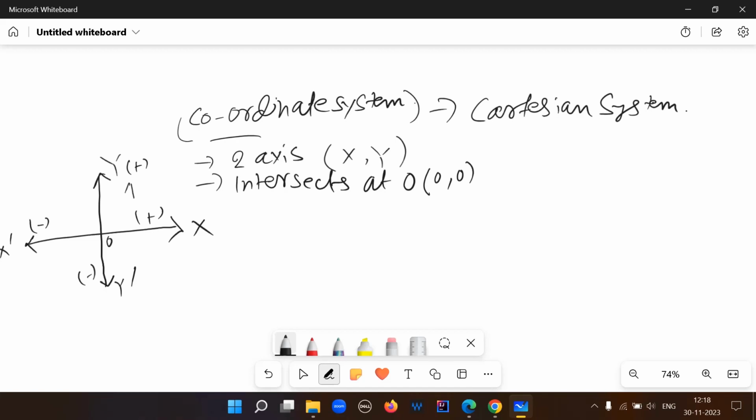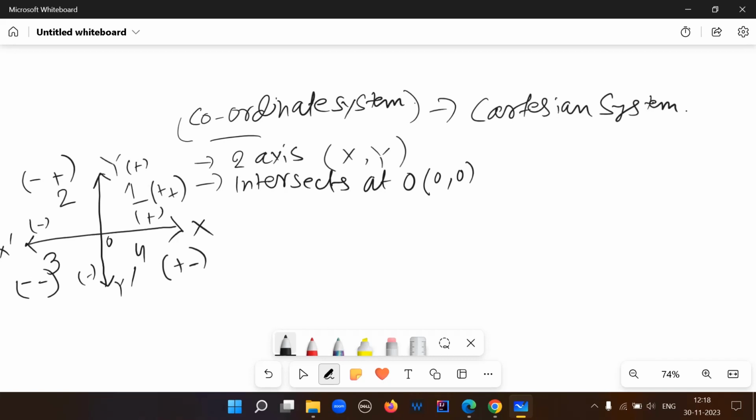Now, always remember, it is the first quadrant, the second quadrant, the third quadrant, and the fourth quadrant. With x positive side and y positive side, it is the plus plus quadrant. With x negative side and y positive side, it is the negative positive quadrant. The third quadrant is negative: x is on the negative side and y is on the negative side, so negative negative quadrant. And fourth, x positive, y negative.